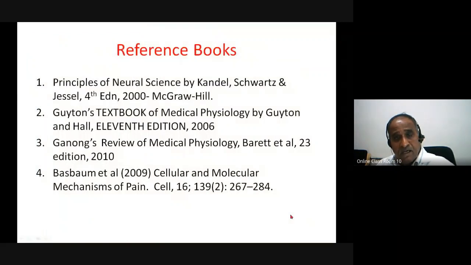Okay. I have referred to these books, in addition to Kandel's Neuroscience, Guyton's Textbook of Physiology, Ganong's Review. I have referenced a number of books which I have mentioned in between, especially this article by Basbaum for cellular and molecular mechanisms of pain. That becomes very relevant. This is published in the journal Cell.